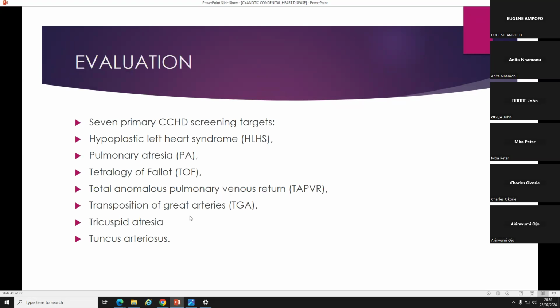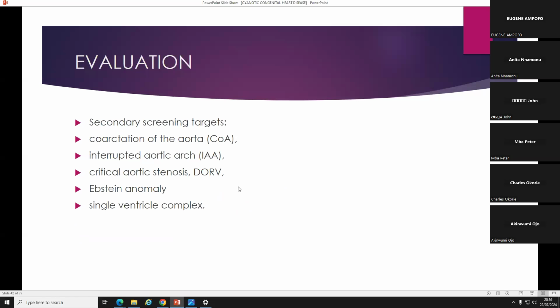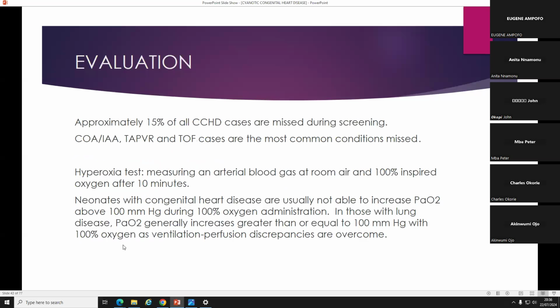Now, there are 7 primary cyanotic congenital heart disease screening targets: hypoplastic left heart syndrome, pulmonary atresia, TOF, total anomalous pulmonary venous return, transposition of great arteries, tricuspid atresia, and truncus arteriosus. Secondary screening targets are coarctation of the aorta and interrupted aortic arch, because these produce differential cyanosis, critical aortic stenosis, double outlet right ventricle, Ebstein anomaly, and single ventricle complex or univentricular heart.